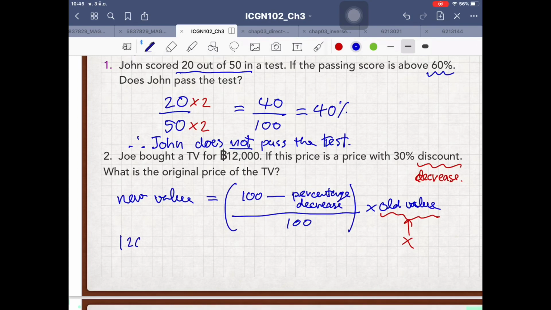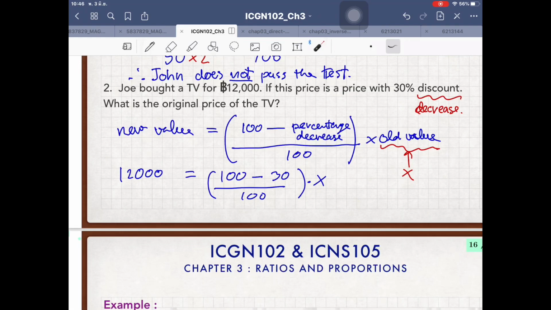Okay, the new value is 12,000 baht. 100 minus 30% discount, we take it to be 30 divided by 100, times or multiply with x. All right, and then you need to solve for x. Here 100 minus 30, you get 70. Okay, and then you can cancel 1 zero.